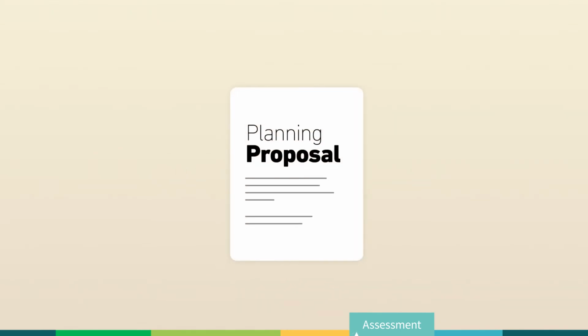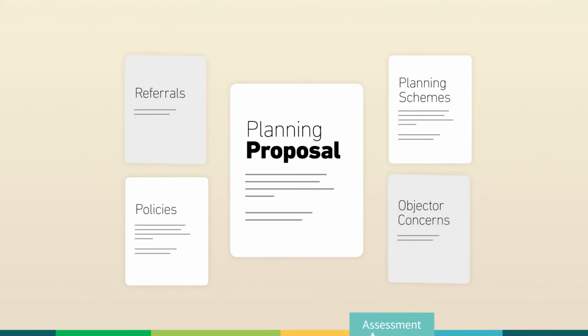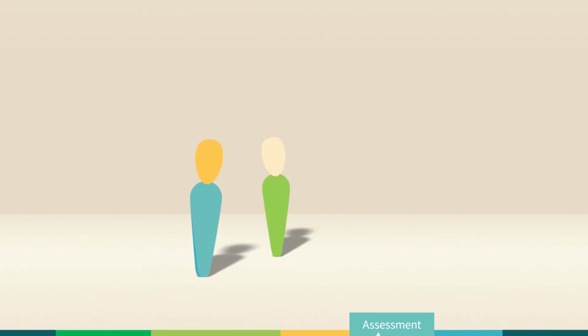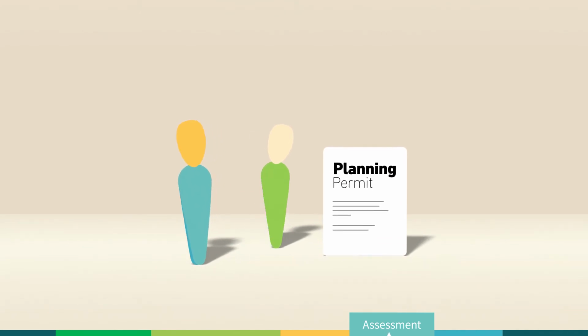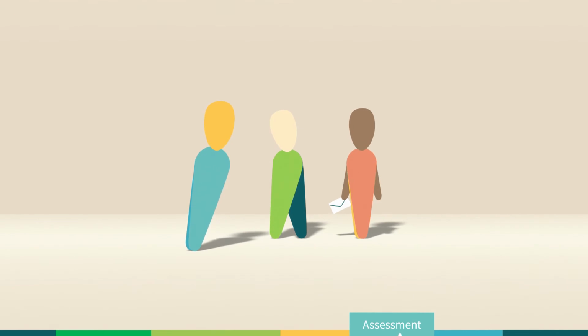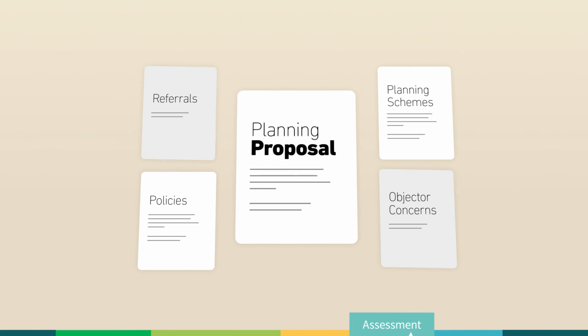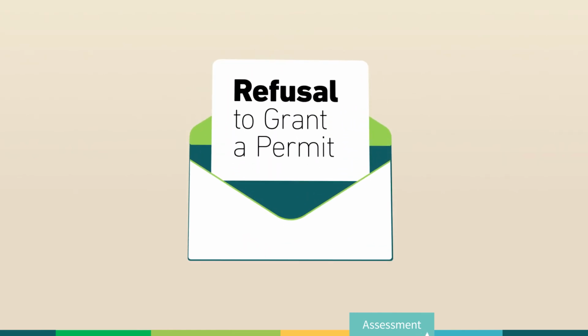In assessing your proposal, relevant policies, planning scheme requirements, statutory referrals and community objections will all be considered. If council supports your application and no public objections have been made, you'll be issued with a planning permit. If objections have been received, all objectors will be sent a notice of decision to grant a permit before it is granted. Even with no community objections though, some applications can be refused. If so, council will send you a refusal to grant a permit document which explains the decision.